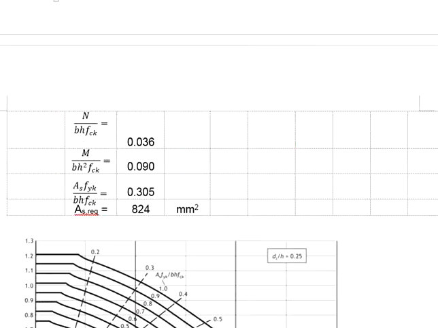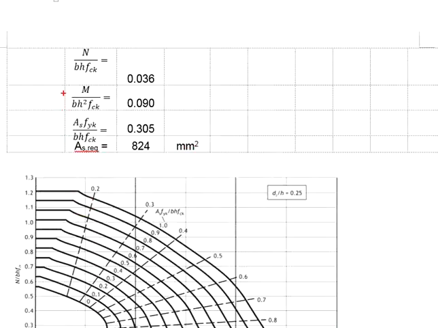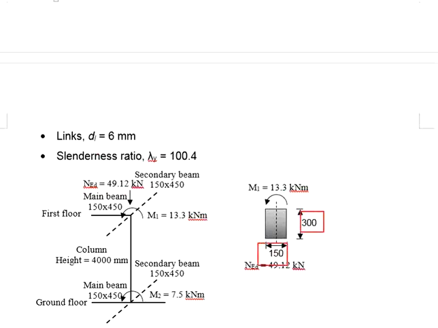Get these two values, one for the y-axis, another one for the x-axis. NED 49.12, B and H 150 times 300, FCK 30, you get 0.036. As for the x-axis, the M here refers to the MED. We have calculated the MED equals 18.2 kN divided by BH square FCK. Bending in the minor axis, that means this will be the B and this will be the H.